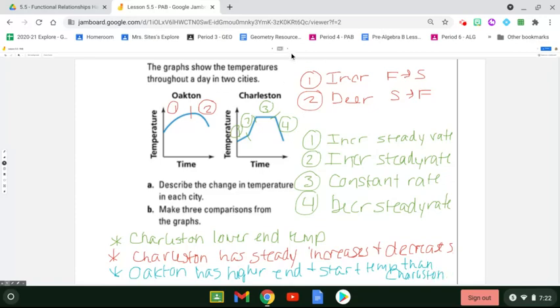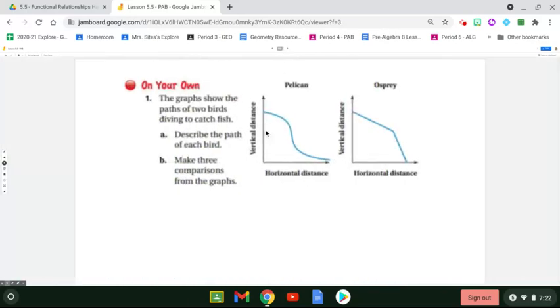All right. So guys, now that we did that, I want you guys to see if you can come up with the description for these 2 different kinds of birds. Now, we're comparing vertical distance over horizontal distance. So just talk about the different sections of the graph. So again, split them up into the different sections. Just talk about the different rates that you see. Pause the video, see how you did.